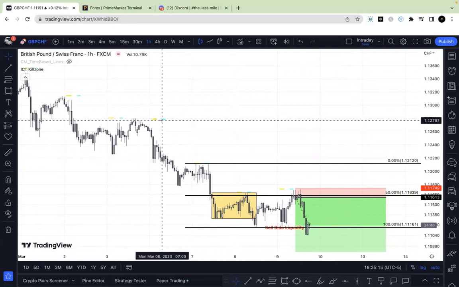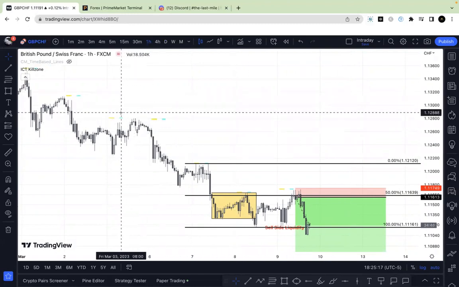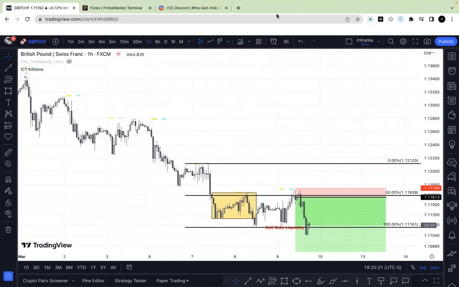You can't just be like, well, there's a kill zone here. It traded above a recent swing high. I'm going to sell this. You will get tapped out so many times. You have to wait for all of your confirmations when it comes to this.